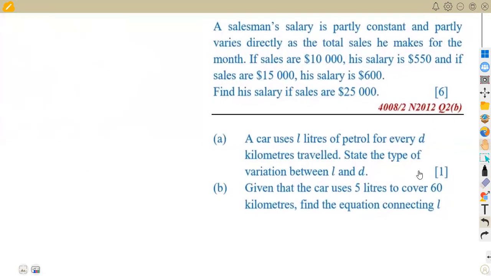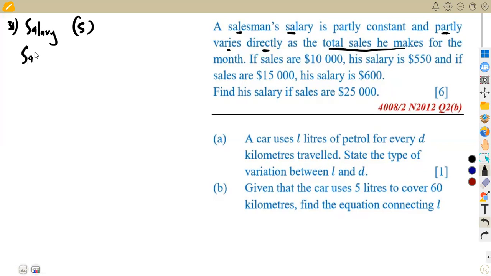Then here we are given that a salesman's salary is partly constant and partly varies as the total sales he makes. So here we have the salesman's salary. We do not know the salary in this case, so you can just say, let the salary be represented by S. Partly constant, we are not told what is constant. Partly varies directly as the total sales he makes for the month.